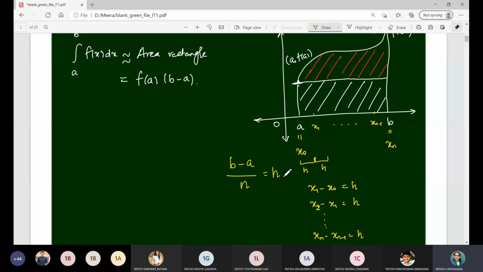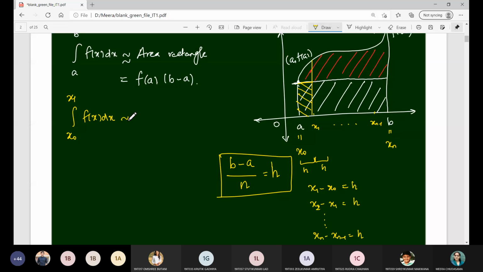So in that case, we will consider the first subinterval x0 to x1, that is this one, and the corresponding rectangle, that means this one. So what will be the area of this first rectangle? I have drawn it with the yellow color. What is the shaded area of the rectangle portion with the yellow color?